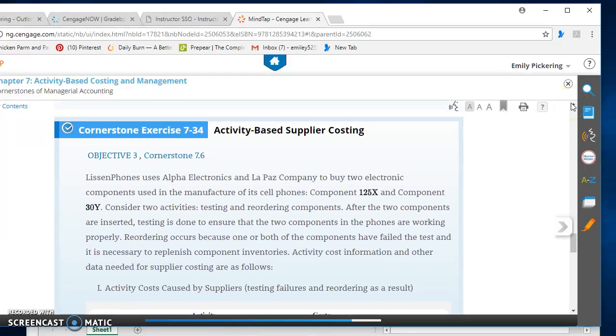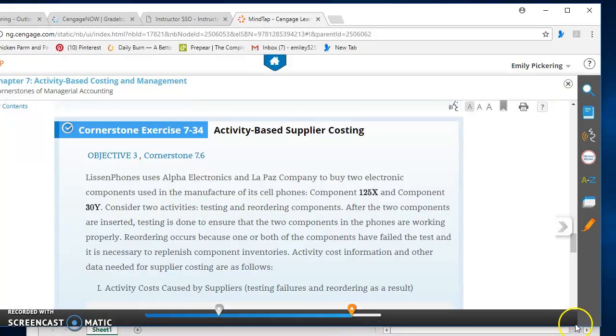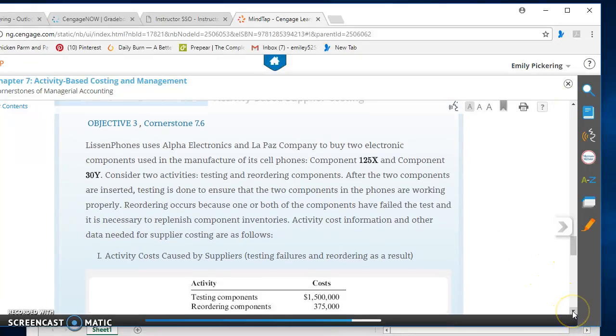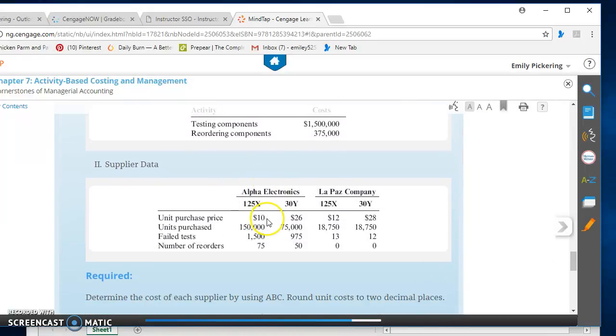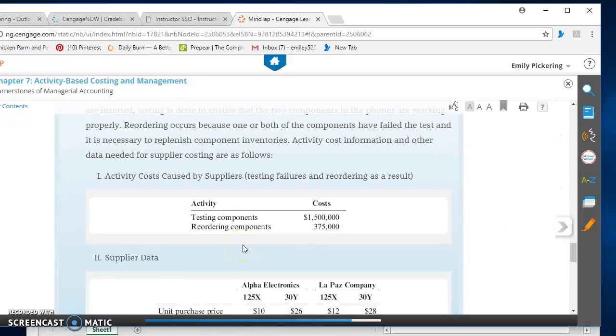This is 34. And this is talking about supplier costing. So in this case, we are ordering things from two different companies, Alpha and La Paz, and we are ordering two different items from each of these companies, the X and the Y. Now, La Paz charges more than Alpha does, but we want to see if that's actually worth it. So there are a couple of things that cost us more than just the price of X and Y, and that is when these components, X and Y, I guess, fail. And so what happens is we have to test these components to see if they will fail, and then if they do, we have to reorder.